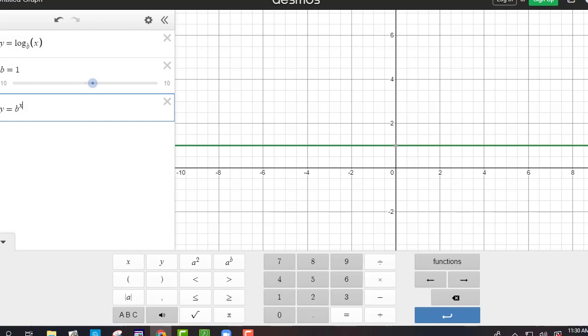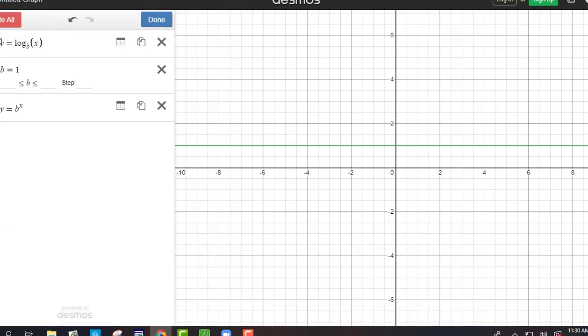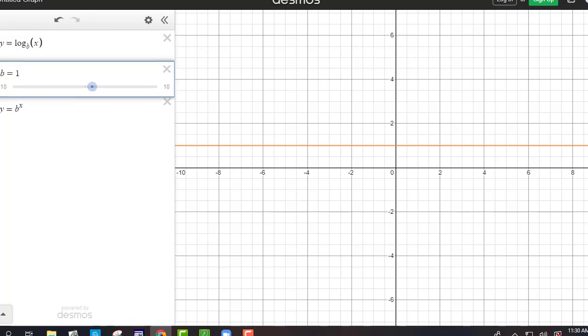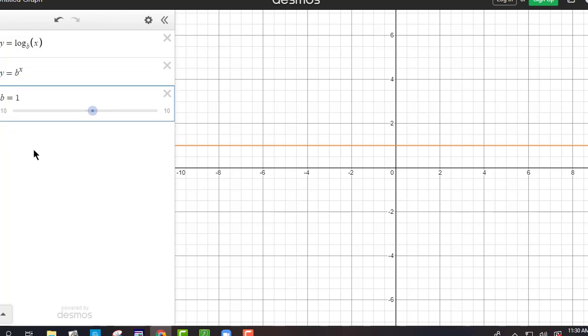I'm going to change these colors. If you want to know how, click on the equation, hit the little gear, and go over to the colors. I'm changing them to purple and orange because they show up better on the screen for you guys. Hit done. And then I'm just going to move my B down. You can rearrange all of these, because I know that's what I'm going to mess with.